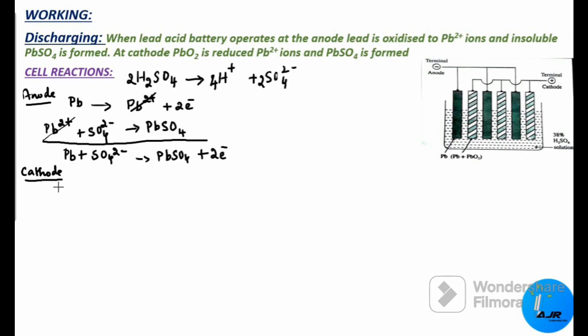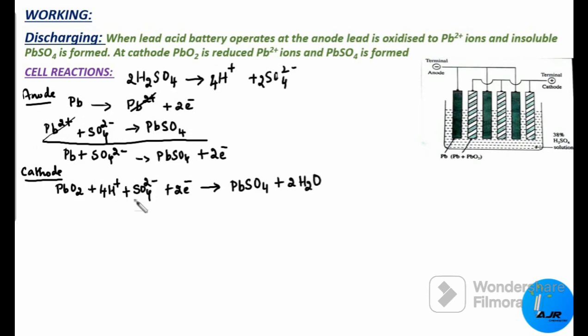In the cathode, this PbO2, what is the cathode? PbO2. It accepts the 4H+, and one more sulfate ion is left out, and also it accepts the 2 electrons released by this anode. Can you understand what is happening in the cathode? So it accepts 4H+, SO4 2- and 2 electrons released by the anode, and finally it is giving PbSO4 plus 2 molecules of water.